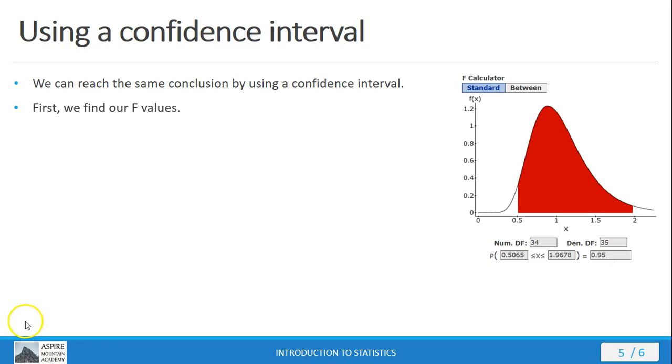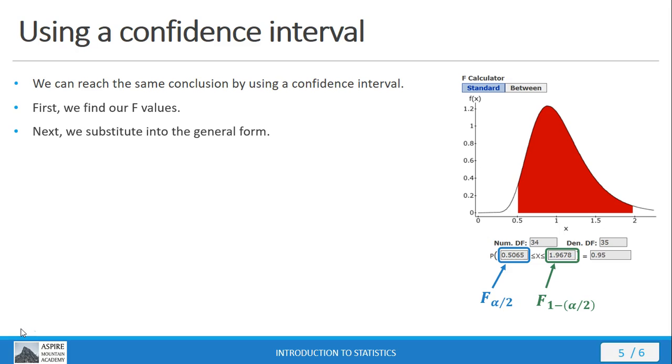Then we see we've got one critical value on the left and one critical value on the right. The way this typically works is the one on the left is labeled F sub alpha over 2, and the one on the right is labeled F sub 1 minus alpha over 2. It's the complement of the first one. That's just the notation that's used. Next, you're going to substitute into the general form. So here's your general form.